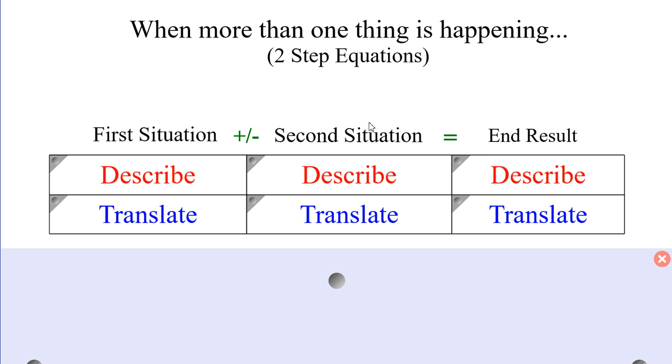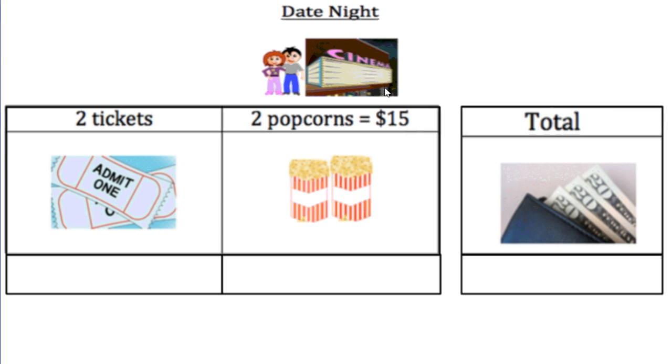So I'm going to show you what I mean in pictures before we get to words. So let's take a look at these pictures. Now here, if I'm looking at the pictures, it says date night at the top. I see 2 people going to the movies. So I have 2 people going to the movies on a date night. Here I see a picture of 2 tickets, right? No cost there, but 2 tickets.